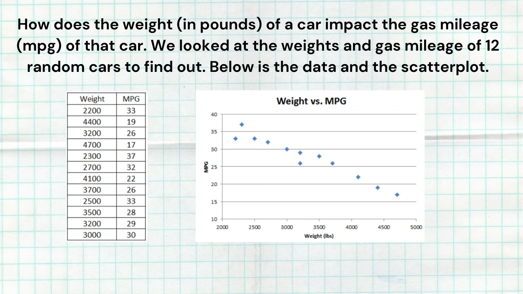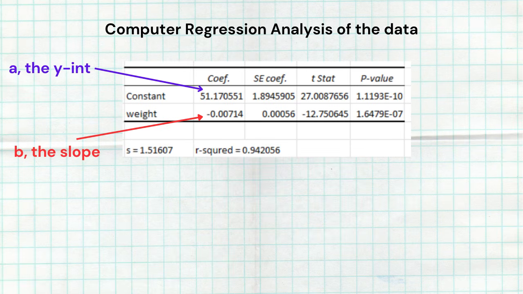Now, what I could do is run a computer regression analysis to get the slope and the least squares regression equation for this line. Now, hopefully you remember roughly what this looks like, but here it is right here. Here's one of those computer output tables. Now, from this table, we could build the regression equation. The regression equation is going to be y hat equals 51.17 minus 0.00714 times x. But what we're focusing on in this video is the slope.